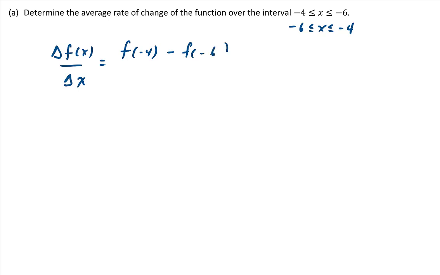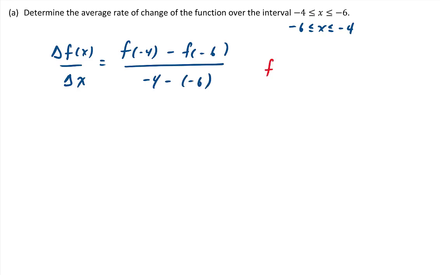Notice I've messed up this interval here. It should be from -6 to -4, because x has to be less than -4, bigger than -6. So we're looking for the change in f of x divided by the change in x, which would be f of -4 minus f of -6 over -4 minus -6.